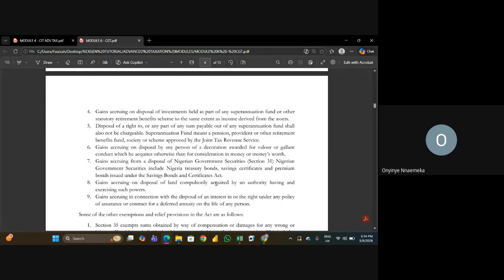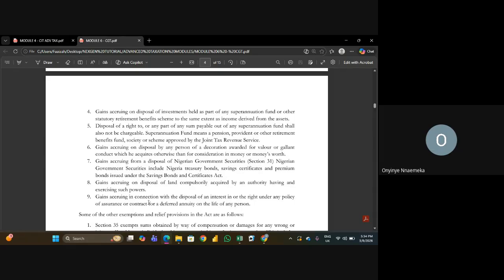In that instance, even if you have a gain on that particular sale of land, it's not chargeable because you had no intention to sell it. You were forced to sell it, right? And the person that forced you is not somebody you can say no to. It is the government, an authority like local government, state government, FG. Somebody you cannot say no to. Okay.